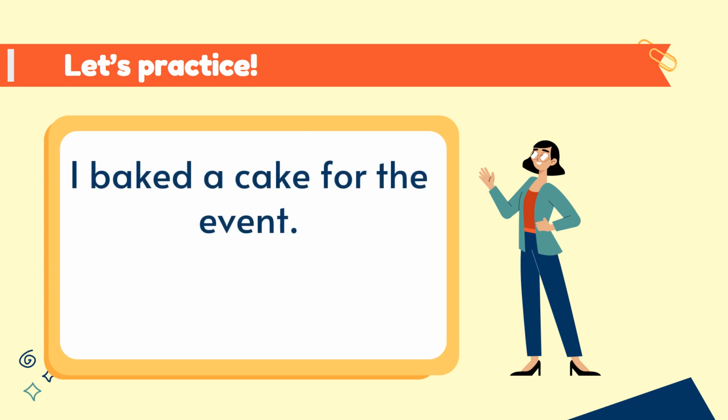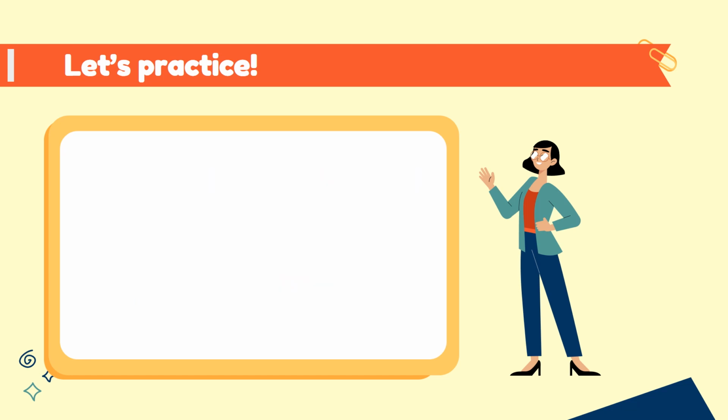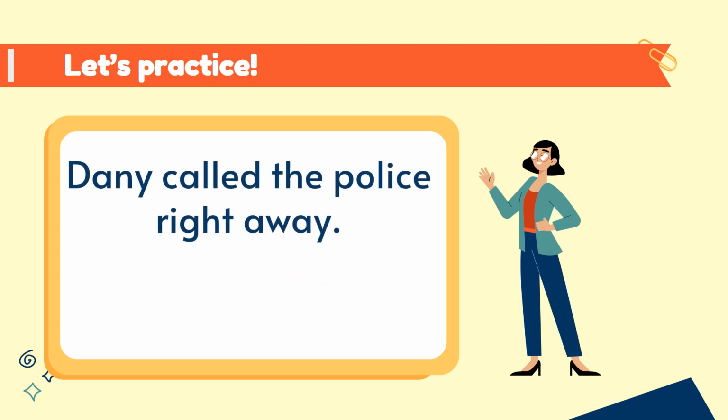I baked a cake for the event. Our verb here is the word baked. It's in the active voice. Danny called the police right away. In this sentence, our subject is the doer of the action, which is Danny. And our verb is the word called. And the receiver of our action is placed after the verb, which is the word police. So the answer is active voice.